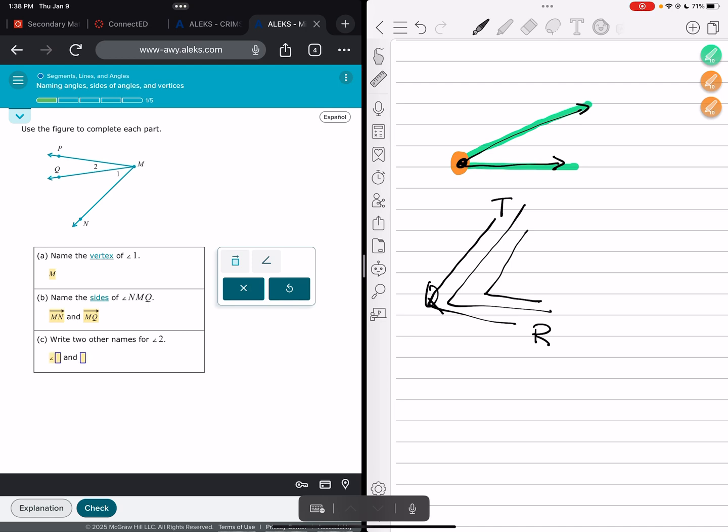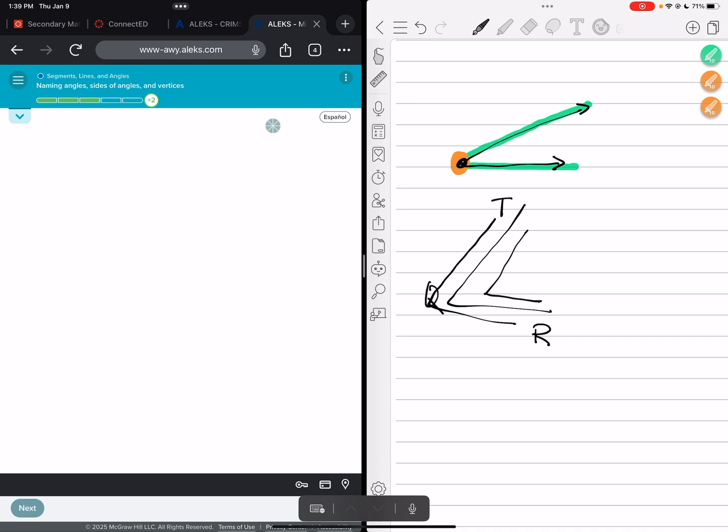The last thing I do is I want to write two other names for angle 2, which is the angle on top. Again, order matters, so I'm going to start at P, then I go to M, and then I go to Q. And if I'd like to do that again with my other, then I just switch them, so then it goes Q, M, P, which we can go ahead and check.